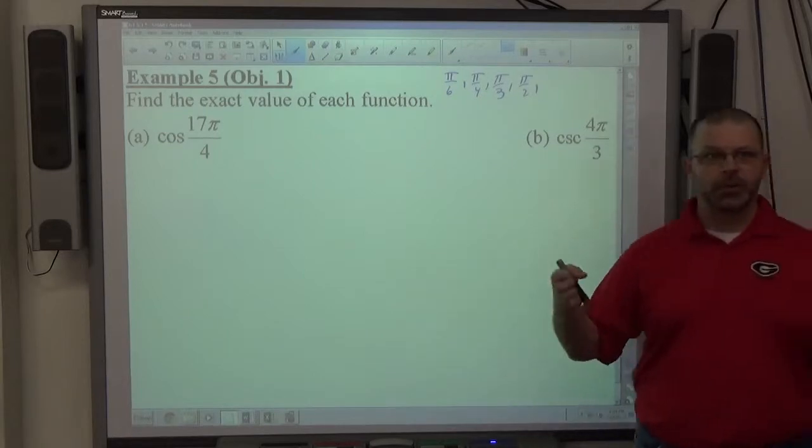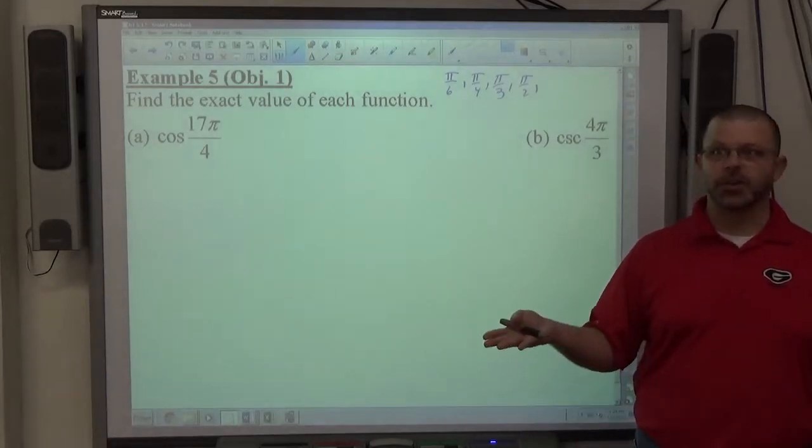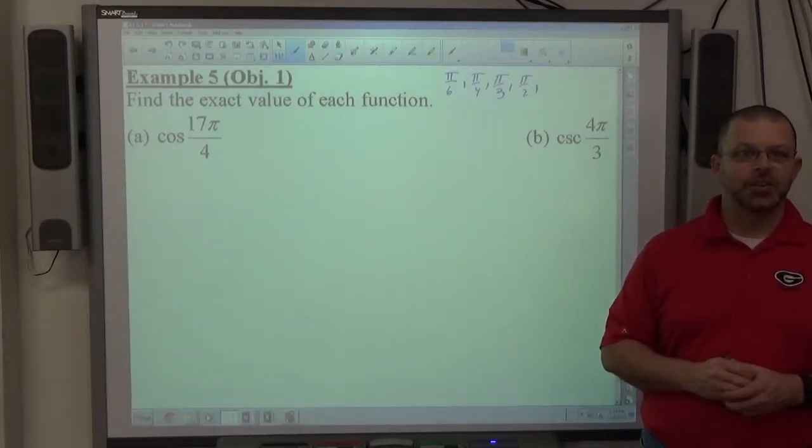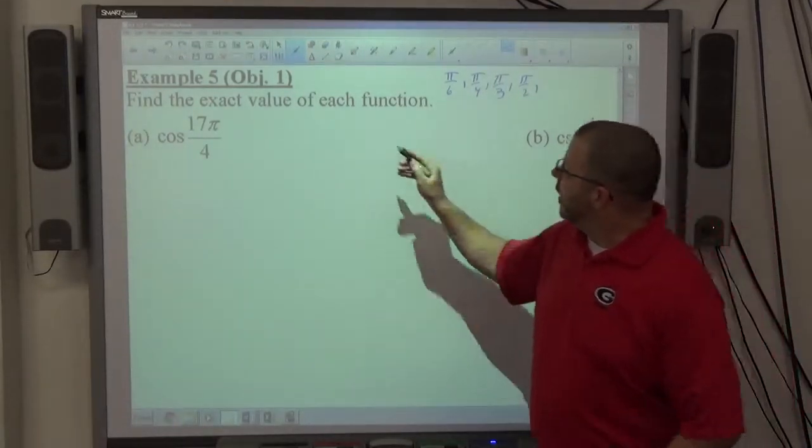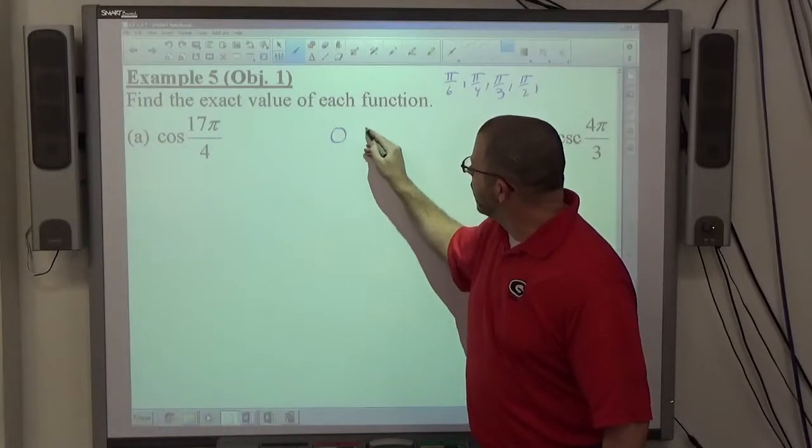So obviously between 0 and 360 is pretty obvious. Something bigger than 360, you've got to subtract 360. With fractions, it's not quite as obvious, right? All right, the range is from 0 to 2 pi.